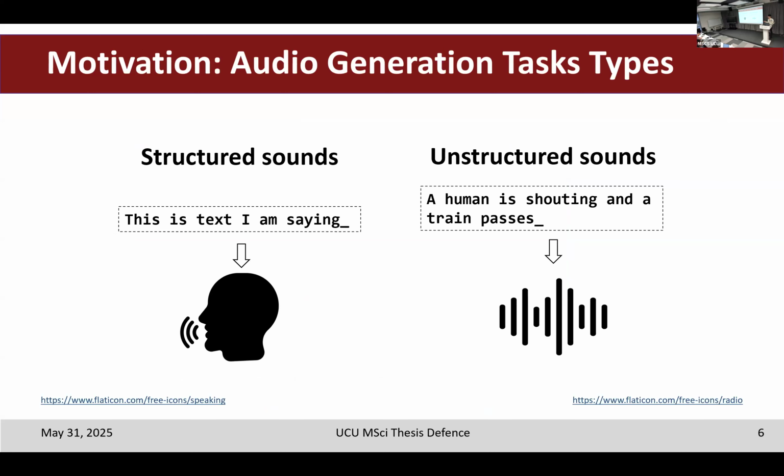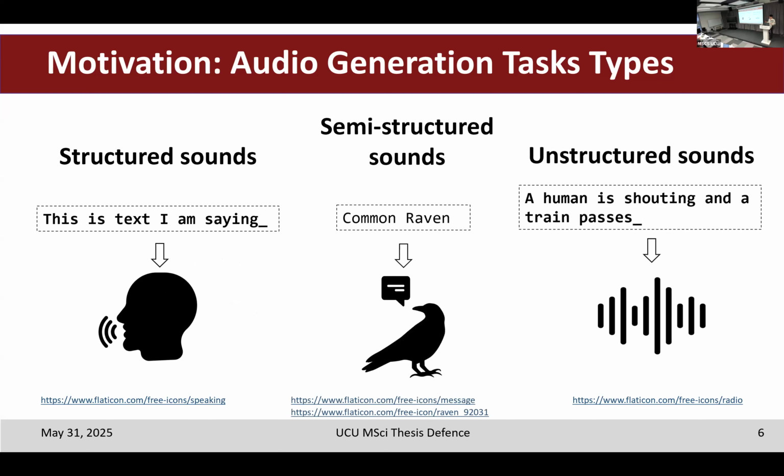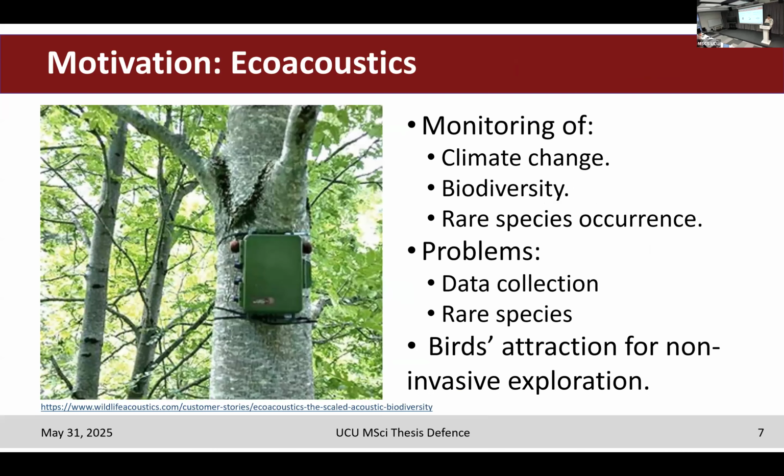So most work in audio generation targets either highly structured sounds, such as speech and music, or unstructured ambience, such as just general environmental noise. But bird vocalizations sit between those extremes. They, in fact, have some inner structure, but they lack a standard way to be encoded or conditioned on. So this gap is explored in this research.